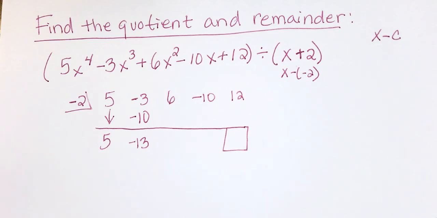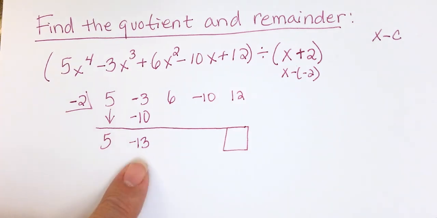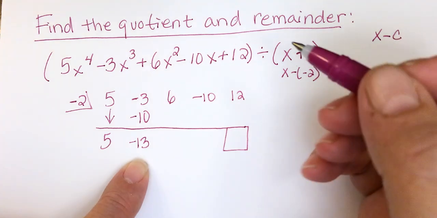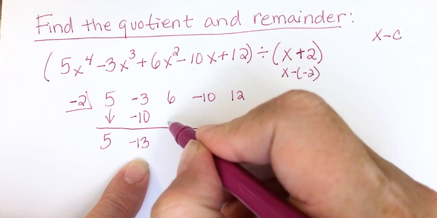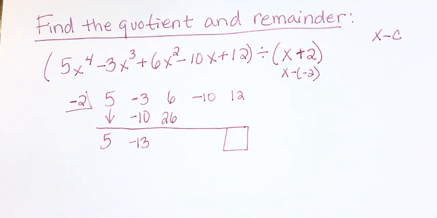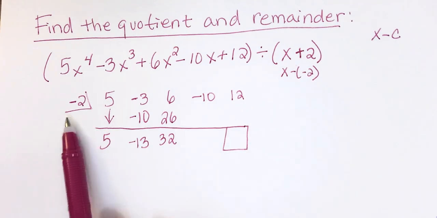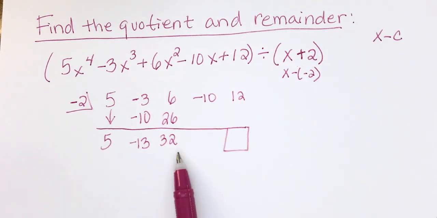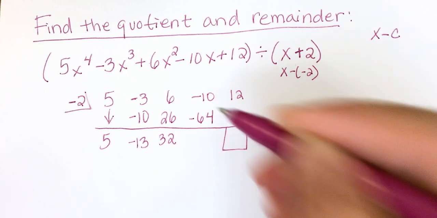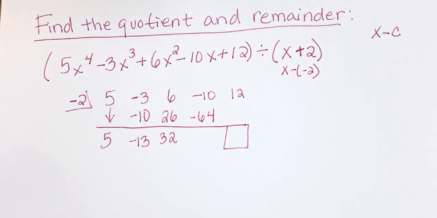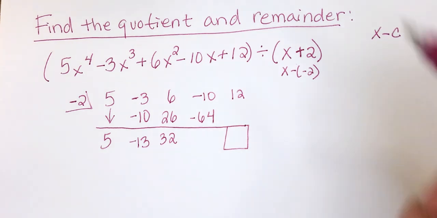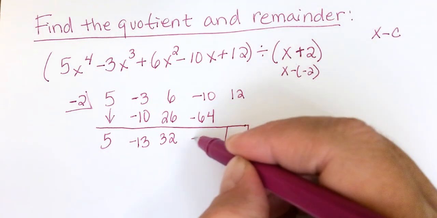Makes it a little simpler when you just can add and not have to subtract. All right, same process again. Negative 2 times negative 13 is 26. So you're putting it under the next number. And add. So 6 and 26 are going to give me 32. And multiply. Negative 2 times 32. That's going to give me negative 64. It's okay if these numbers get big. That happens sometimes. Now we're going to add. So this is negative 74.